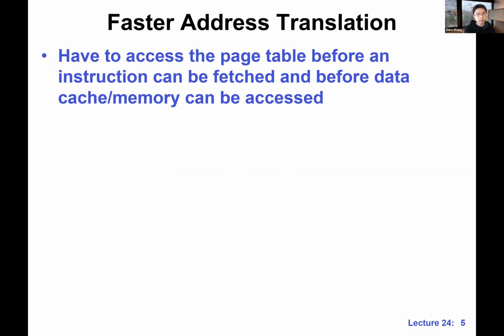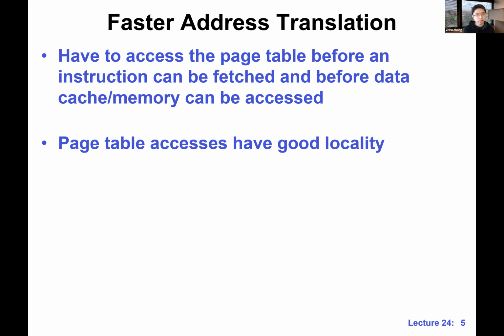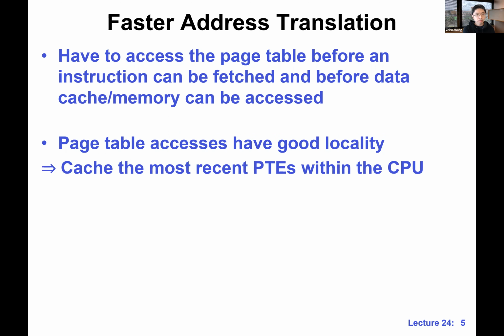I remember that at the end of the last lecture, one of you already suggested the solution. In this case, we really don't want to go to the main memory all the time, right? So that's just not gonna work. Can we cache? The thing is, this page table access also has good locality. We access a whole page at a time. Can we also cache the most recently used PTEs within the processor pipeline? So that's the main idea.